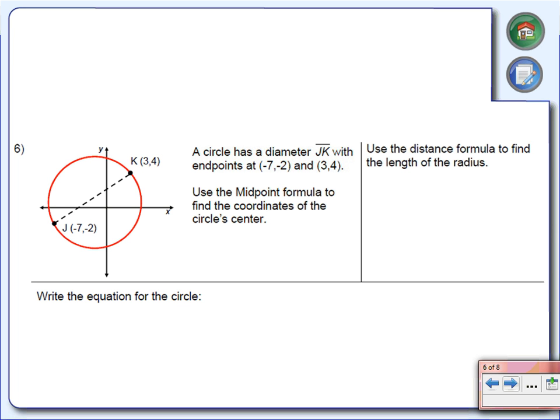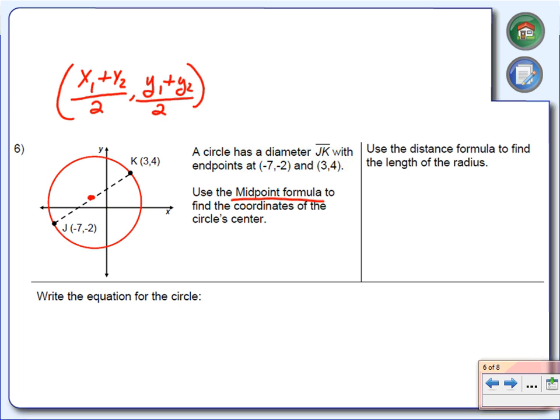Notice they did not tell me what the center of the circle is. That's what I need to find. It's somewhere in here. What I want to know is where exactly is that point. So the way we're going to find that center is using the midpoint formula. And midpoint formula, for those of you that don't have it memorized, is x1 plus x2 divided by 2. In other words, add up your x's and divide them by 2. And then do the same thing with your y's. y1 plus y2 divided by 2. Again, all we're doing is adding the y's and dividing them by 2.